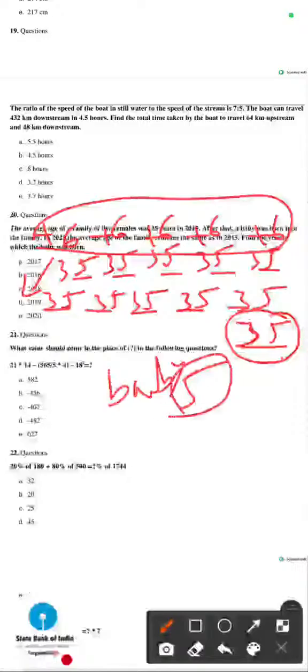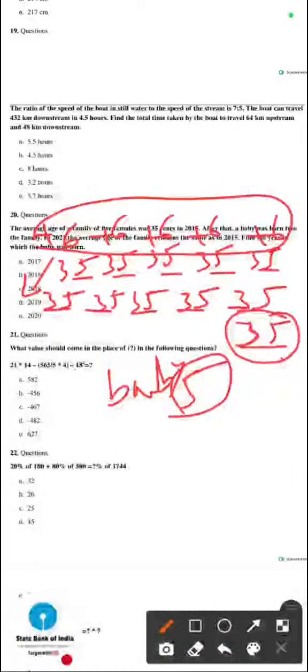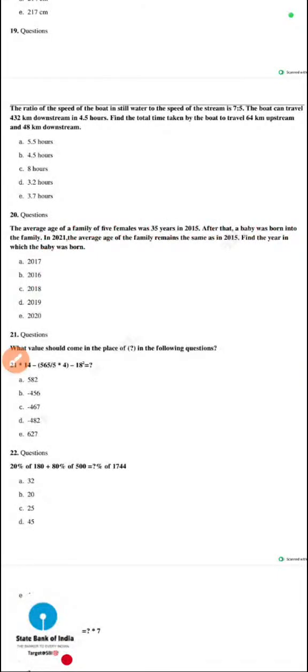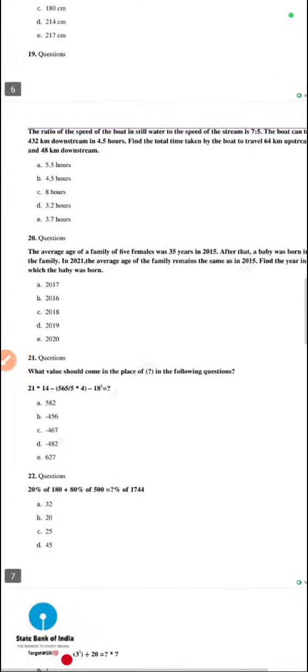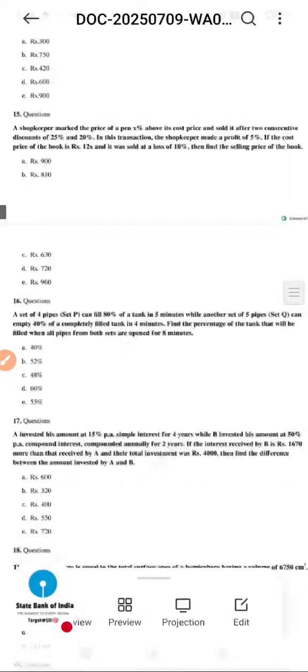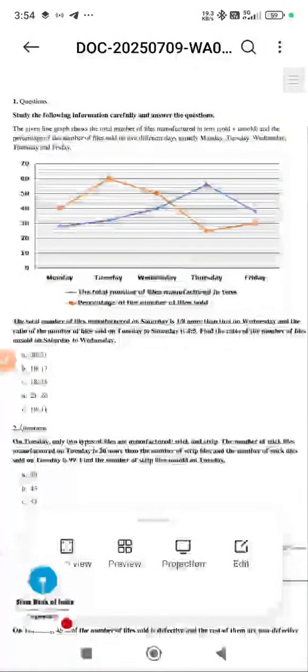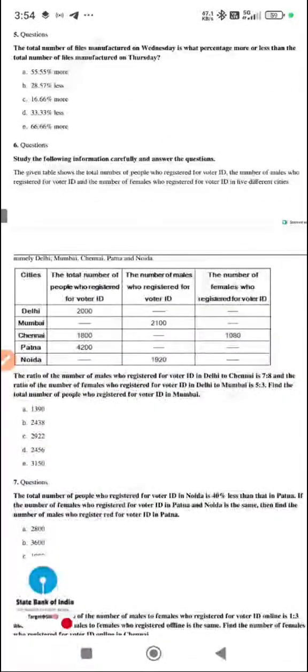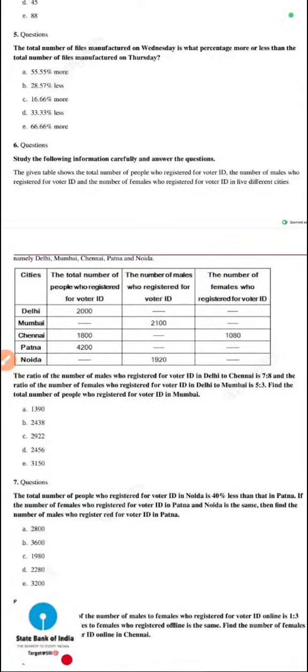5 years is the baby's age, which means the baby's birth must be 2016. So from 2016 to 2021 there will be 5 years. So the answer will be option B, 2016. So this is the answer to question number 20. By this we have completed all the arithmetic questions and speed math concepts of this PDF. Now we are left with graph data interpretation and table data interpretation. These are the 2 things we are left with.